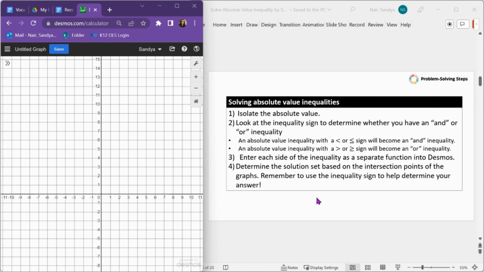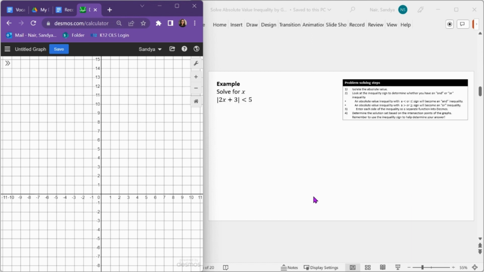So here's what we're going to do to solve absolute value inequalities. As always, we're going to start off by isolating the absolute value. Then you're going to look at the inequality sign to determine whether you have an and or an or inequality. Then we're going to enter each side of the inequality as a separate function into Desmos, and then determine the solution set based on the intersection points of the graphs. Remember to use the inequality sign to help you determine your answer.